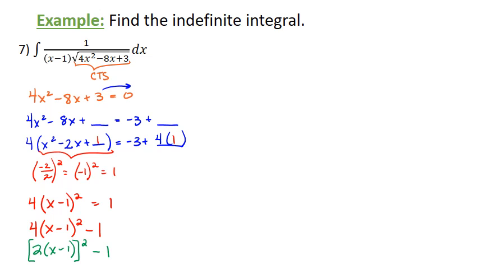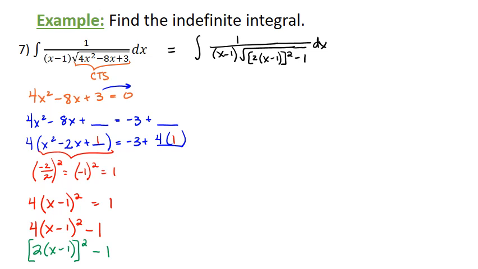Now, I have just rewritten all of this. This is the exact same thing as saying the integral of 1 over the quantity x minus 1, because I didn't do anything with that, times the square root of 2 times the quantity x minus 1 squared minus 1 dx. All right, so what I want you to do is pause this right now and see if this looks like anything on the basic integration rules chart.